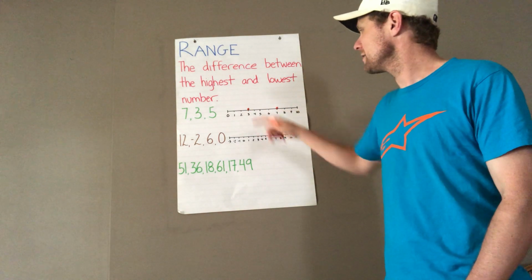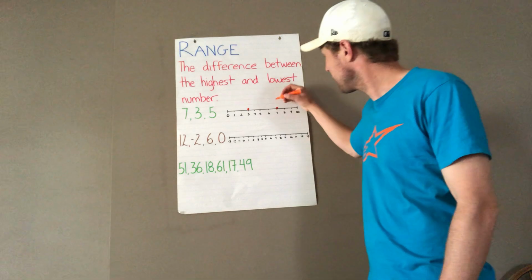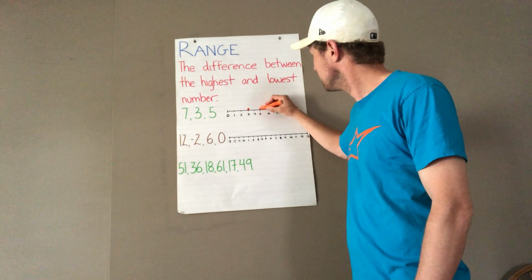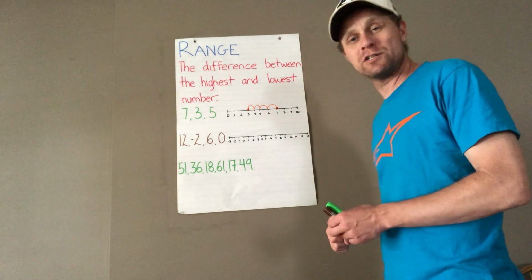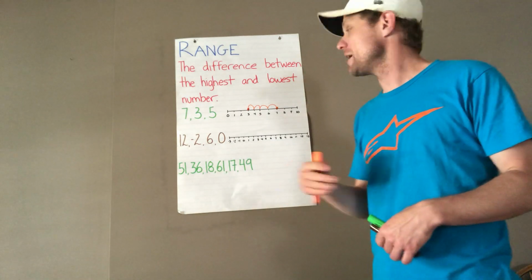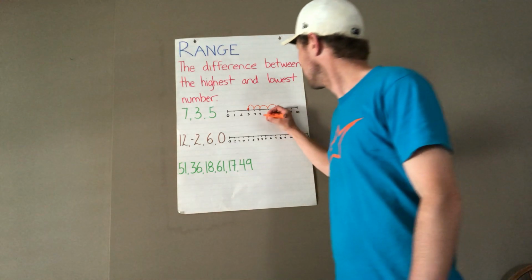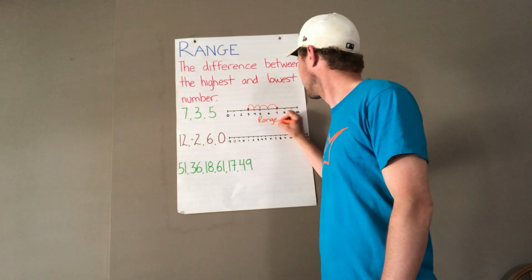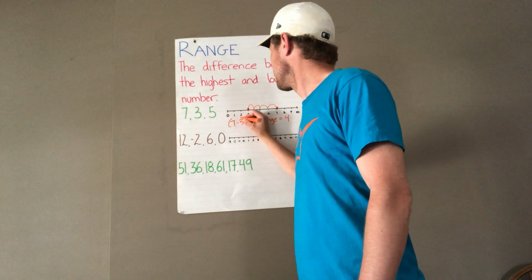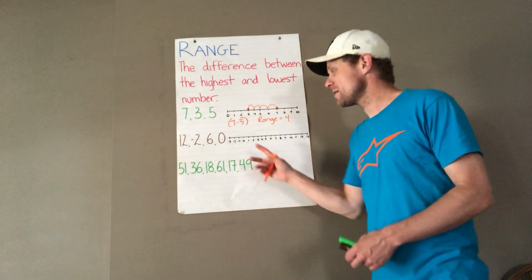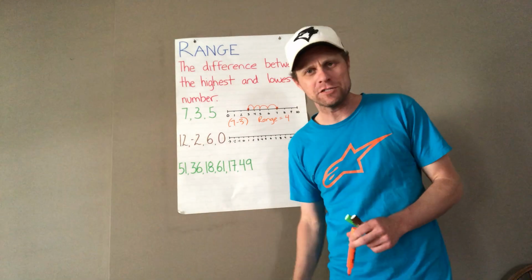So we've got the high number and the low number. All we're going to do is find the difference between them. We can count backwards. 1, 2, 3, 4. And that's our difference. Or if you can just find that difference in your head, 7 minus 3 equals 4. So our range equals 4. 7 minus 3.